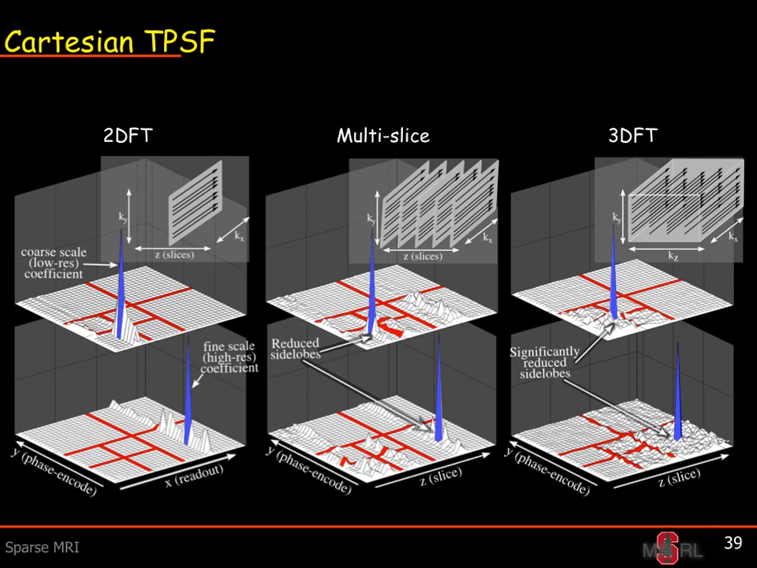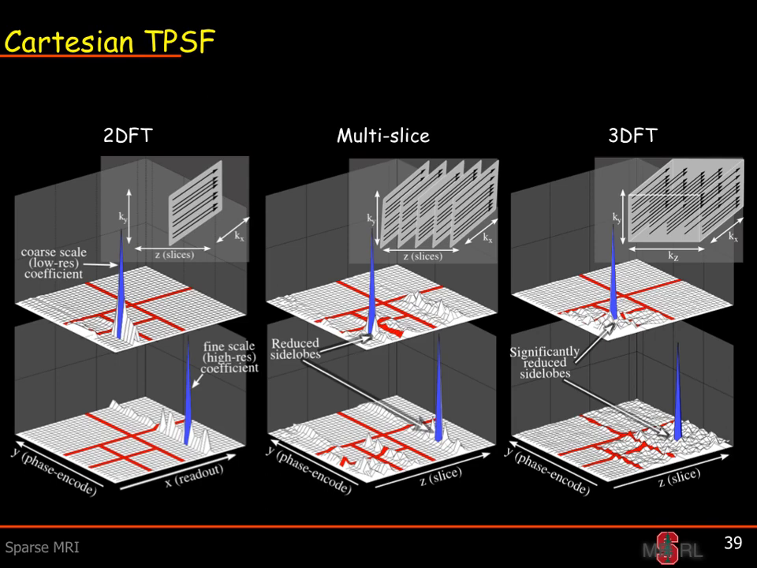Each one of these enables different degrees of acceleration. If we look at the 2DFT case and calculate the transform point spread function by putting a delta here, transforming it to the k-space domain, applying the undersampling pattern to it, and then looking at what we get back in terms of aliasing: if we add a delta function in the coarse scale, we get some pretty large side lobes, and the same with the fine scale coefficients. If we do this with multi-slice, we can reduce the side lobes somewhat compared to the 2D case, but they're still fairly large.